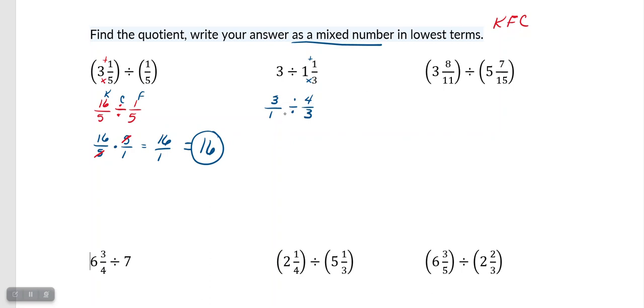So let's convert this. Let's do our keep, flip, change. That should be a change there. So 3 over 1 times flipping the 4/3 to 3 over 4. Now, I don't have a 3 on top and a 3 on bottom. Both my 3's are on top now. So I'm just going to multiply. 3 times 3 is 9 over 4.